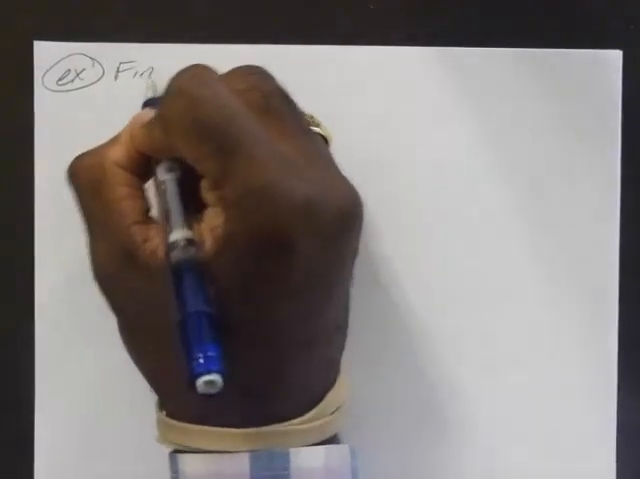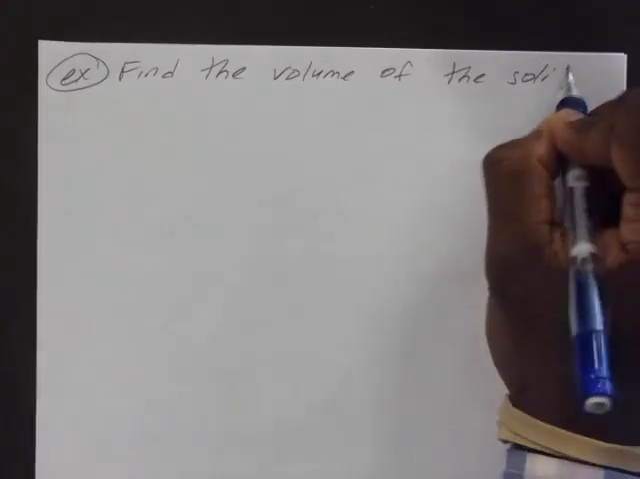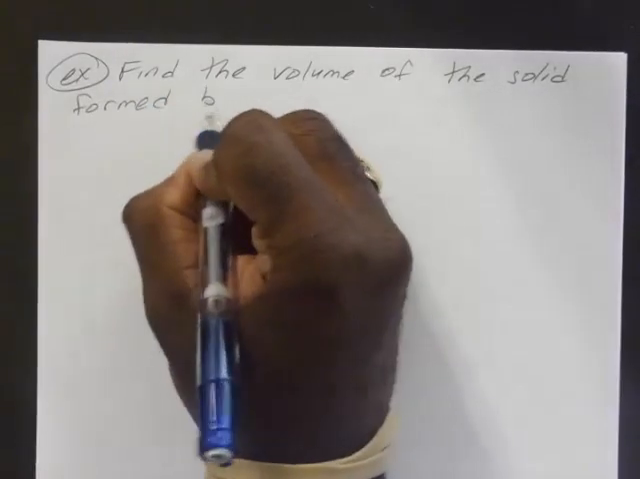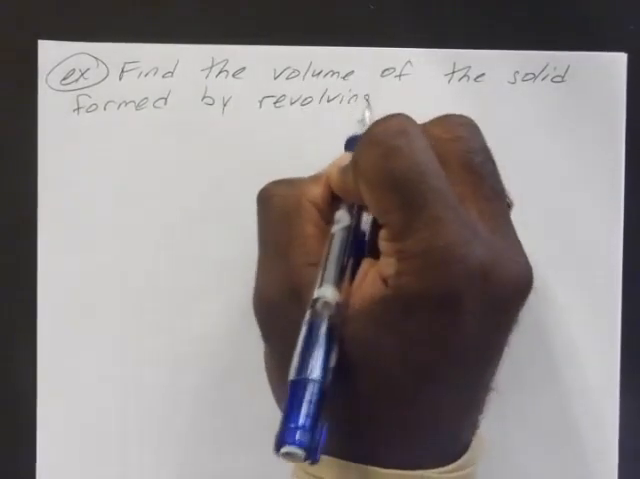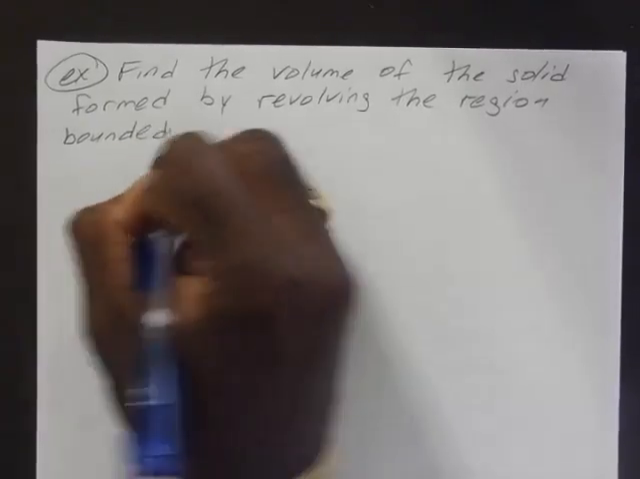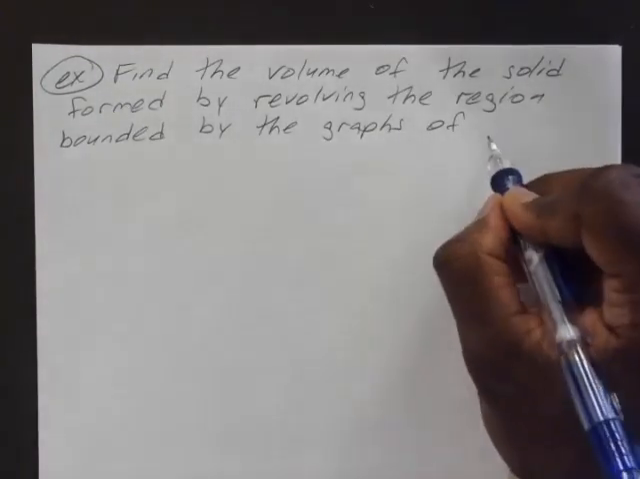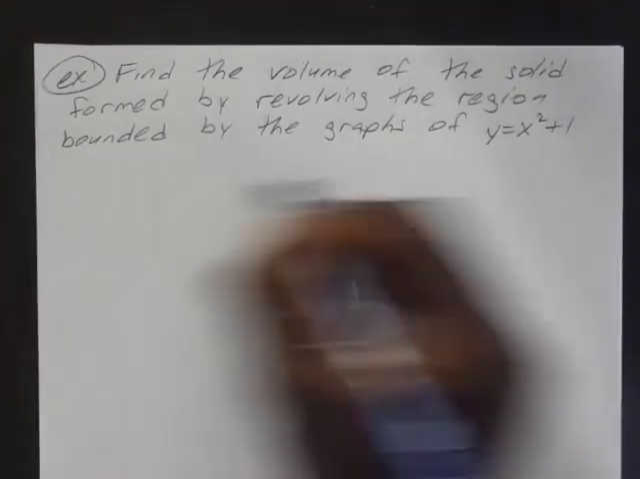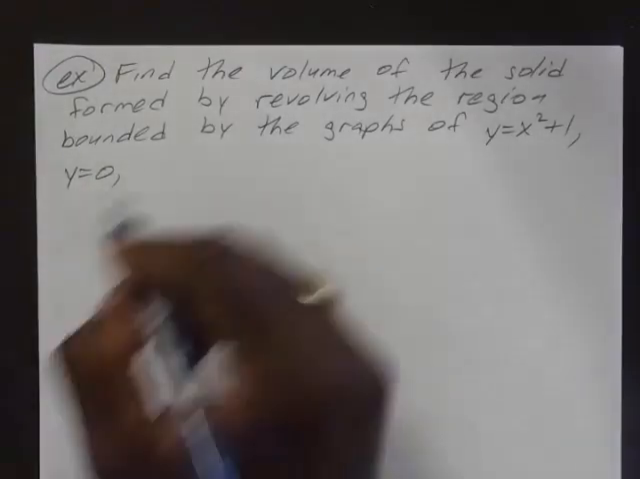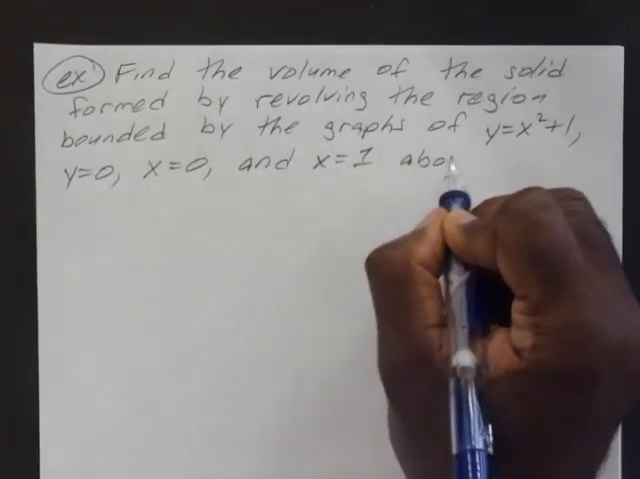All right, so let's say, for example, if we wanted to find the volume of the solid formed by revolving the region bounded by the graphs of y equals x squared plus 1, y equals 0, x equals 0, and x equals 1 about the y-axis.